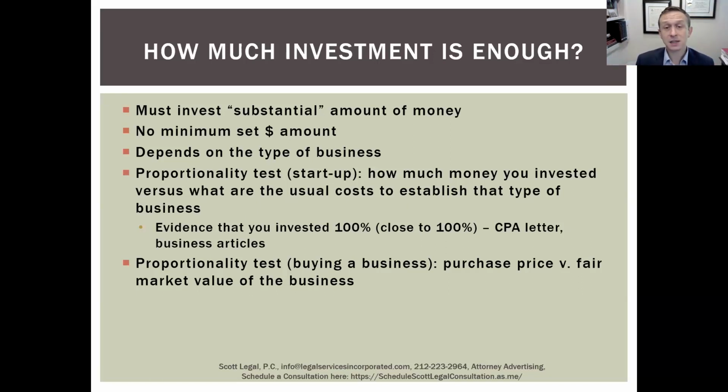Say the investment amount is 10 million. The government might accept $8 million committed. On the other end of the spectrum, if the business is a service business that requires $50,000, $100,000 to get started, the government will want to see 100% of those funds being committed. So that is the proportionality test.